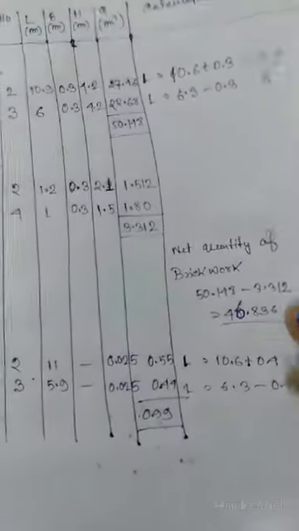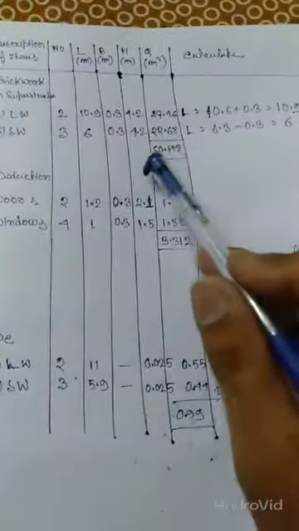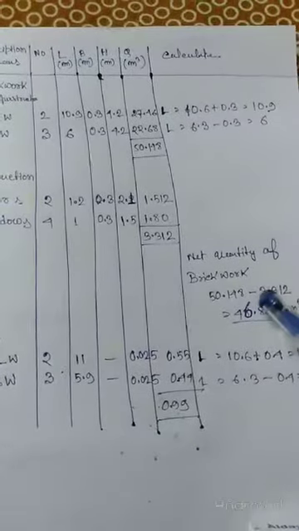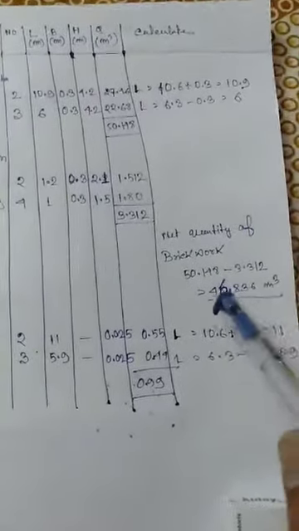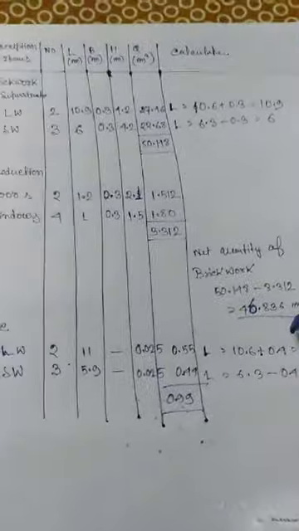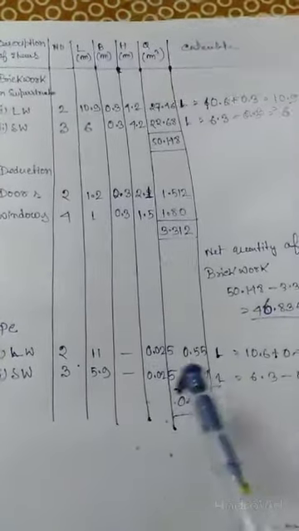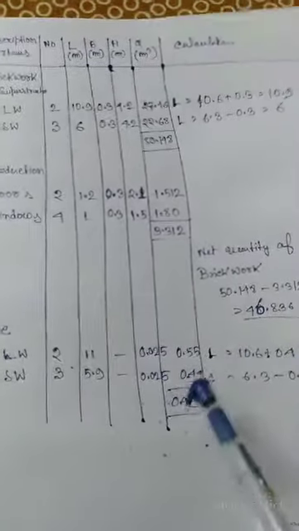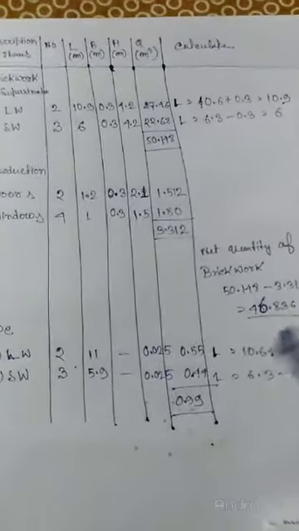Now we have to deduct this part, because we have to calculate the net quantity of brickwork in the superstructure. So the net quantity is 50.148 minus 3.312. So it will become 46.836 meter cube. Okay. So the net quantity of brickwork required in the superstructure is 46.836 meter cube.